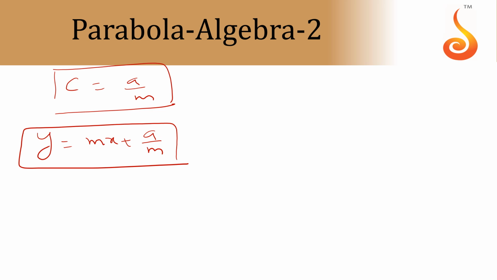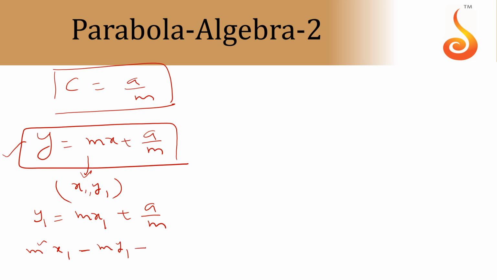So for the parabola y square equal to 4ax, you will have infinitely many tangents. All those equations are stored in this y equal to mx plus a by m. Suppose I say that this tangent is passing through a point x1, y1, then what you will get? y1 equal to mx1 plus a by m. If you take LCM and cross multiply, m square x1 minus m y1 plus a equal to 0.